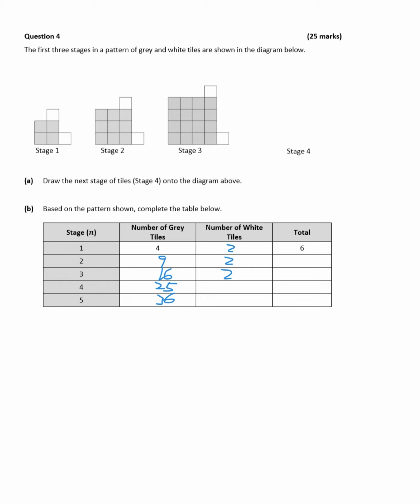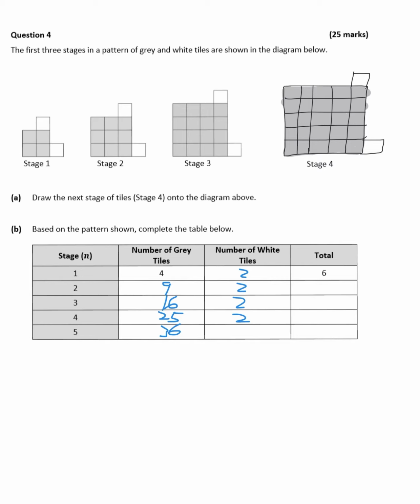Okay, so from that, I can see in stage 4, I'm going to have to draw 25 grey tiles, and then I'm going to add in the 2 white tiles as well. So I'll do that now. Okay, so there's stage 4. If you have a ruler, it'd be a good idea to use it, because your diagram will look a lot nicer then. So let's finish off this now.